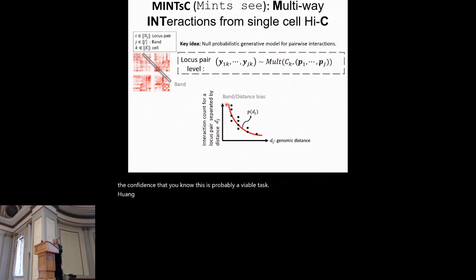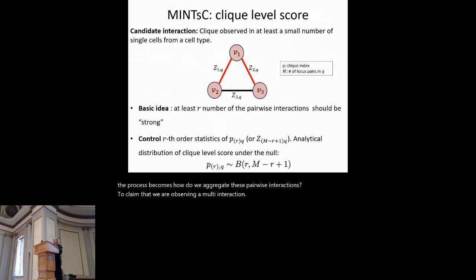Kwang Moon talked about this yesterday, so I'm not going to go into the model details, but we have a generative model that, for the Hi-C data, generates pairwise interactions according to a null model. So this takes into account potential technical biases in the data. And then at the end of the day, it quantifies the strength of the pairwise interactions. So the process becomes, how do we aggregate these pairwise interactions to claim that we are observing a multi-way interaction? Okay. So given candidate interactions, these are cliques from the actual data, we realize that you don't have to observe all pairwise interactions, you just have to observe R of them.